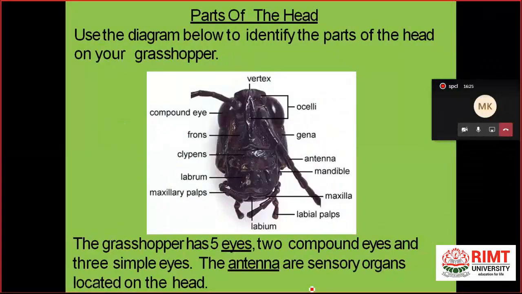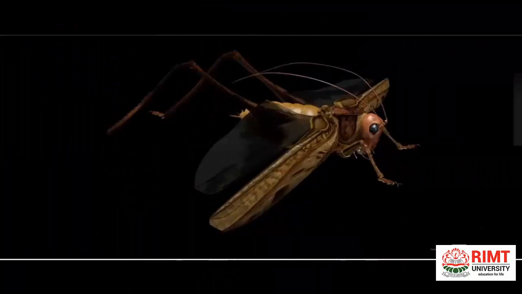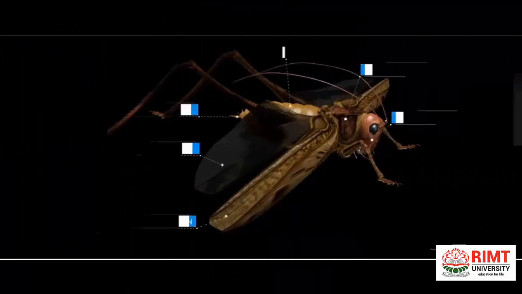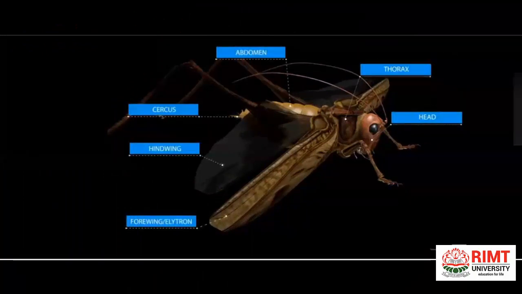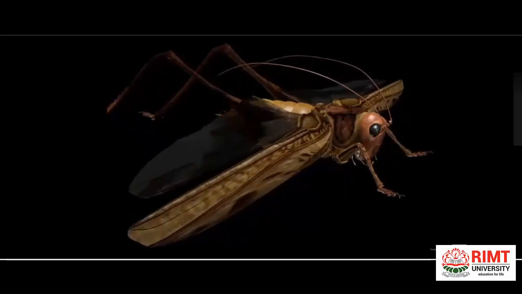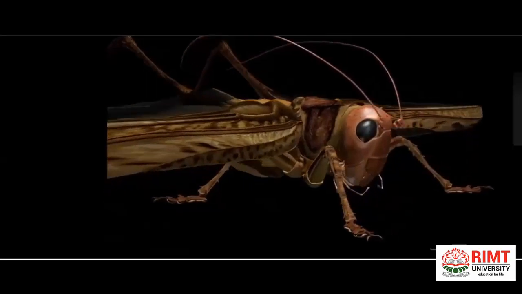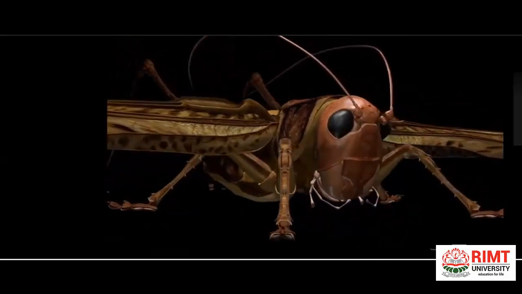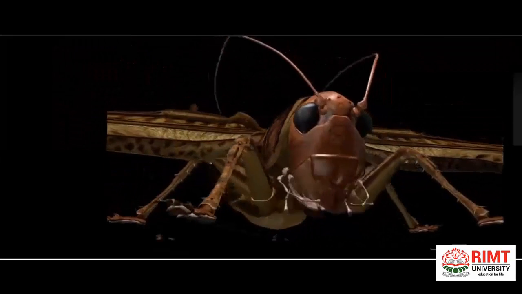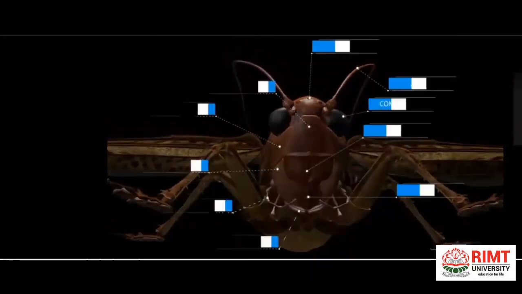So before going to the parts of the head, let's go to the video. This is the body structure of the grasshopper. See, visibly, this is a very practical diagram. You can't see this diagram in the books because it is three-dimensional. You can see how these mouth parts work, because you have to go through the head features also.